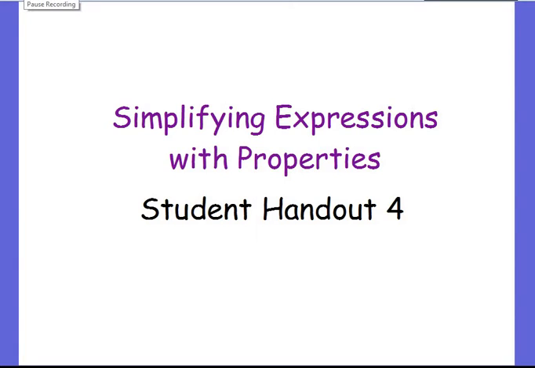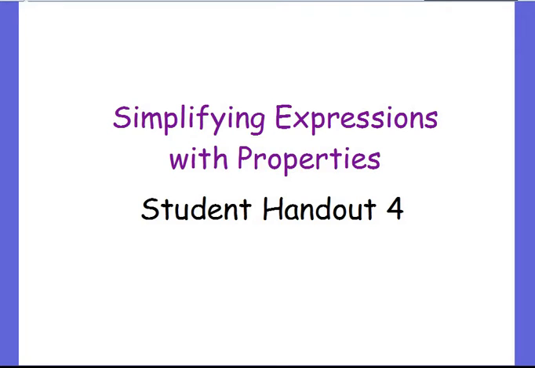Okay, this is Simplifying Expressions with Properties, Student Handout 4. So you should be turned to Student Handout 4 out of your binder. This section you might have to pause a lot to fill in the blanks.